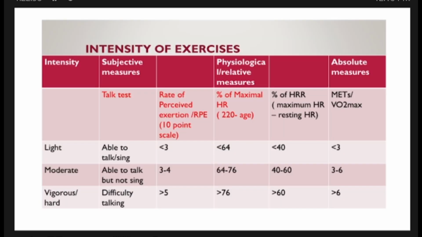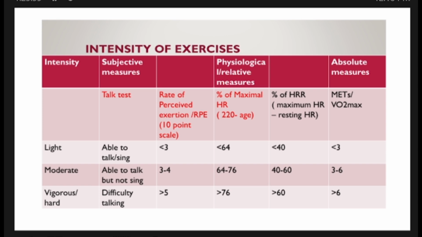Intensity is the most important thing. Subjectively, we can go with the talk test. Usually we give advice according to the talk test. When you are running or jogging, if you can sing a song, that is the mild level of intensity. When you are walking, you can't sing, but you can have a conversation with another person. That's the moderate level, the level we are asking you to start with. Then you can increase intensity. If you can't keep up a continuous conversation with the other person, it means you are doing vigorous exercise.